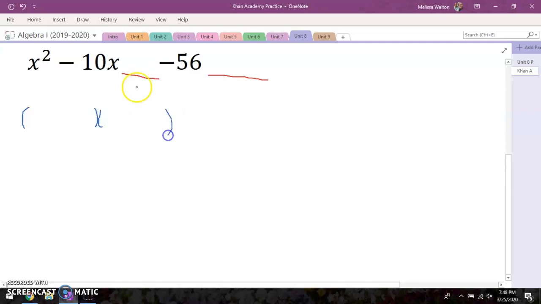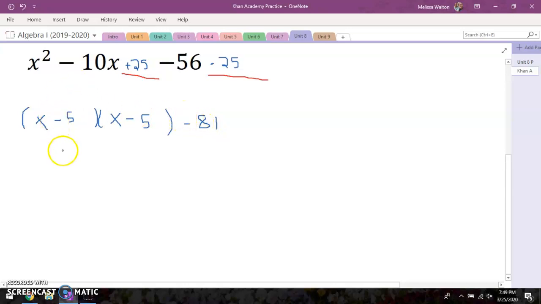I'm going to go ahead and split up the negative 10. If I split that perfectly in half, I have minus 5, minus 5. Now let's talk about what goes in these blanks. Negative 5 times negative 5 is positive 25. And if I add 25 here, I'm going to need to subtract 25 over here. Negative 56 minus 25 is negative 81, if I did my math correctly there.